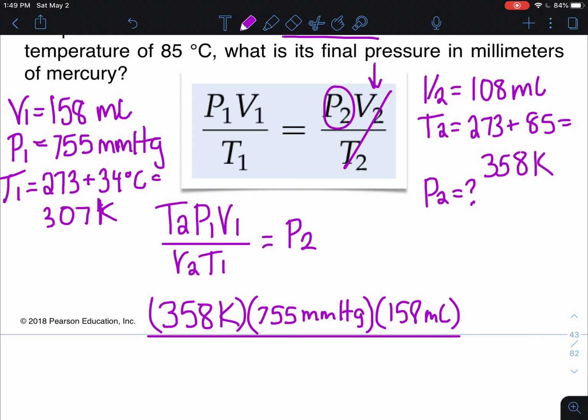And that's going to be over V2, and our V2 is 108. I like to keep things in parentheses just to keep it more visually straight. And then again we have our T1, which is 307 Kelvin, okay? And before we plug this in our calculator, just want to make sure that our units cancel.